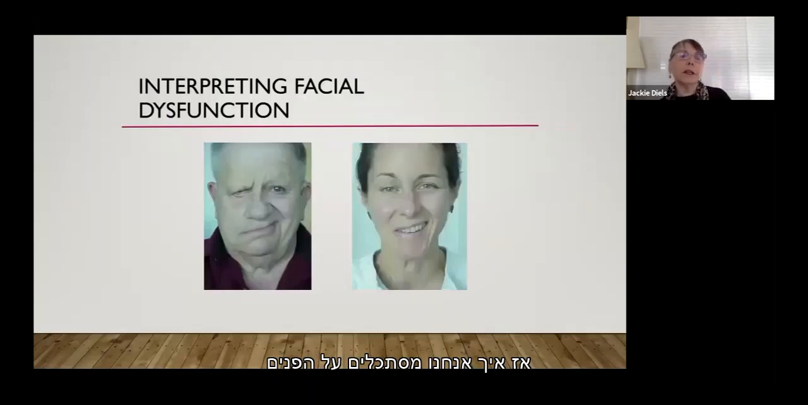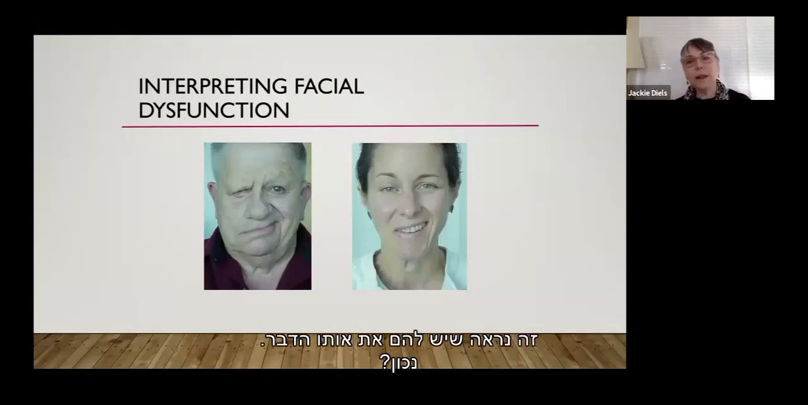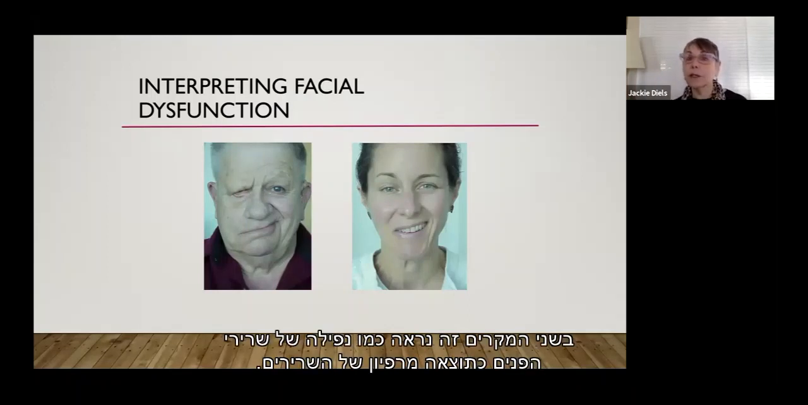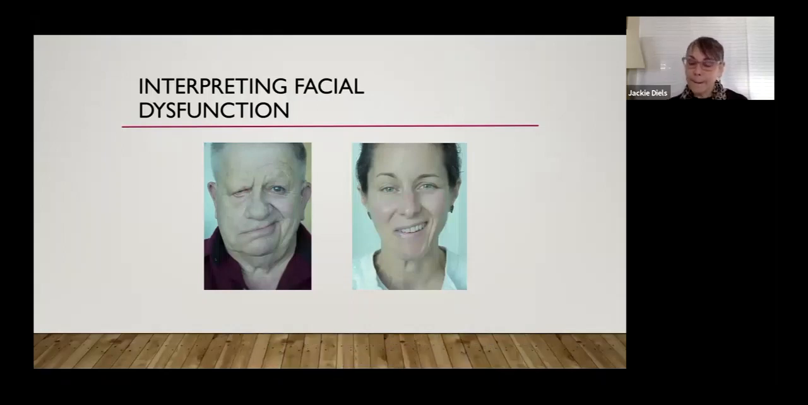So how do we look at the face, and how do we interpret this facial function right here? At first glance, to the uninstructed eye, it looks like they have the same thing, right? You look at their face, a quick look, the angle of the mouth is down. In both cases, it looks like a facial droop. And yet there's a very different quality about it.